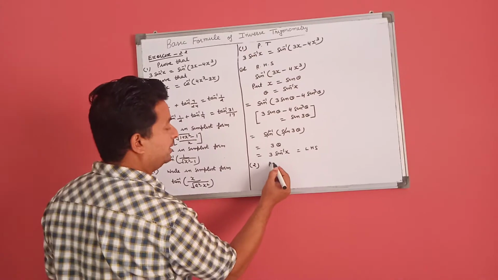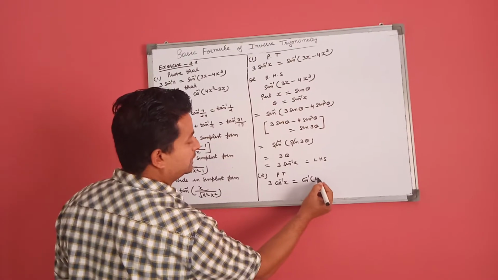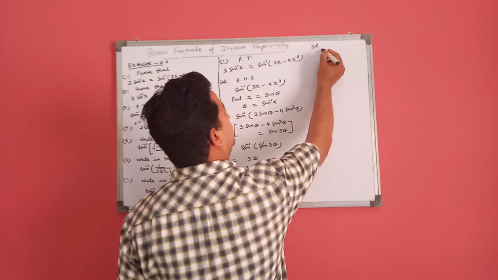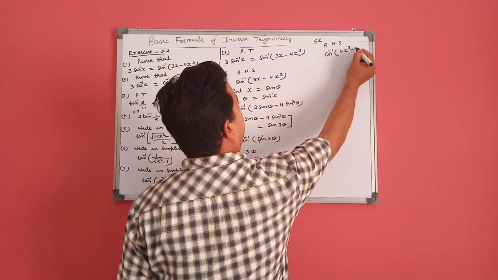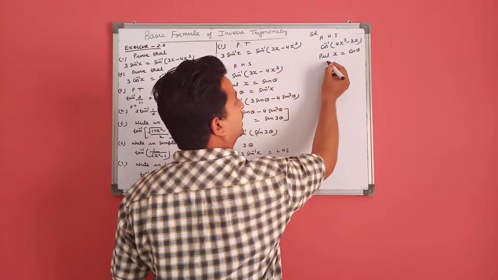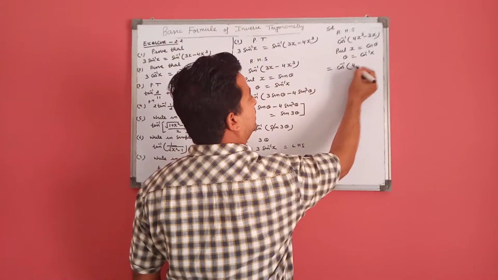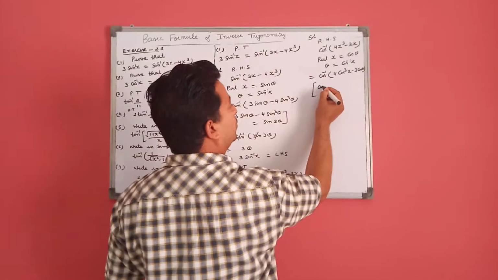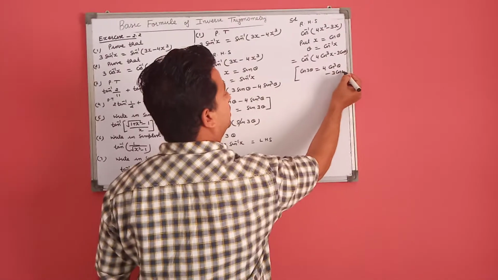In question number 2, prove that 3 cos inverse x equals cos inverse of 4x cube minus 3x. In this question, we also take the right hand side, that is cos inverse of 4x cube minus 3x. Put x equal to cos theta, then theta is equal to cos inverse x. That is, we have 4 cos cube theta minus 3 cos theta. As we know, cos 3 theta equals 4 cos cube theta minus 3 cos theta.